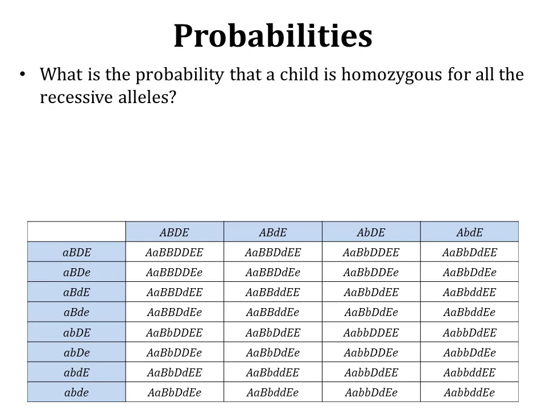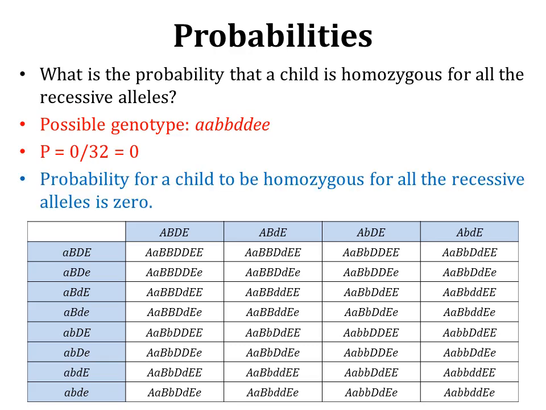Next question is, what is the probability that a child is homozygous for all the recessive alleles? What is going to be our possible genotype in this case? This is going to be represented by the homozygous recessive alleles of all of the 4 genes. We need to find this genotype in this cross, and we can see that there is no such genotype. So probability is 0 out of 32. So the probability for a child to be homozygous for all the recessive alleles is 0 in this specific cross, right?